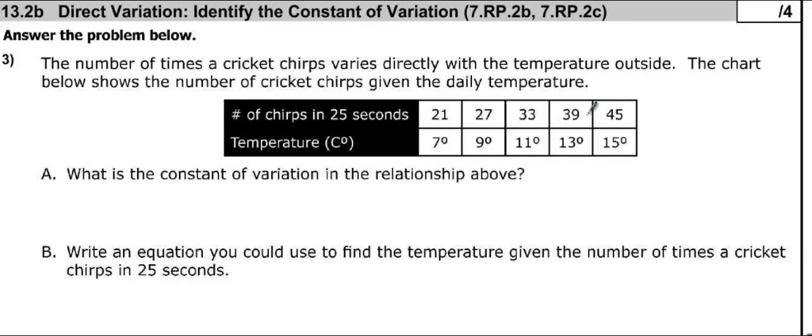All right, here is question 3, concept 13.2. Number of times the cricket chirps varies directly with the temperature outside. So when we see that information, varies directly, we know we have a proportional relationship. The chart below shows the number of cricket chirps given the daily temperature. What is the constant of variation in the relationship above?